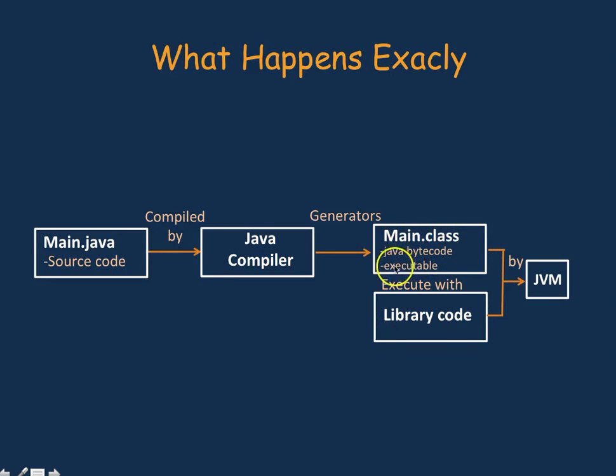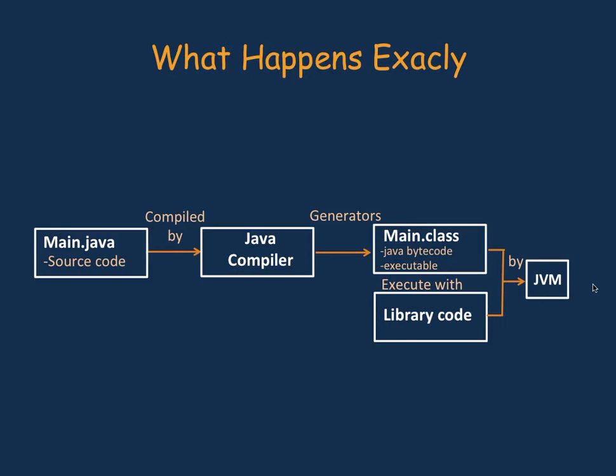And as I showed you, in your main.java, you are using the println method, for example. The println method is already written. It's part of the API and you are using it in your Java program. So the class file along with the library code will be executed by the JVM, or Java Virtual Machine. So the JVM will translate this code to machine code and later will execute it. And that's why we can run our program on any computer.